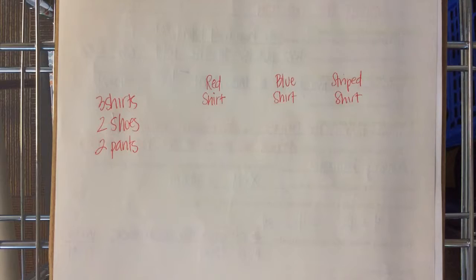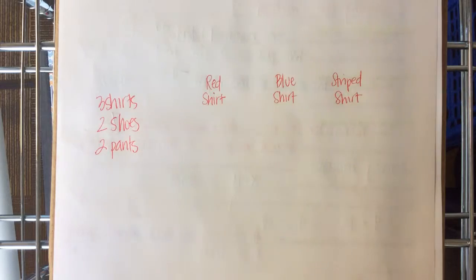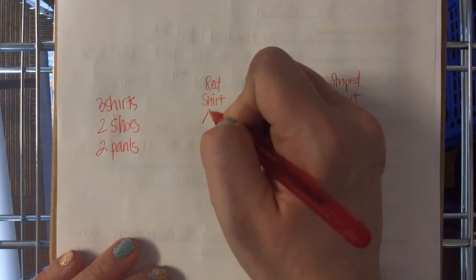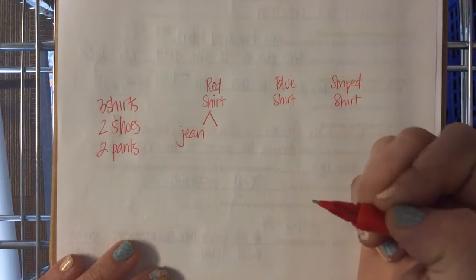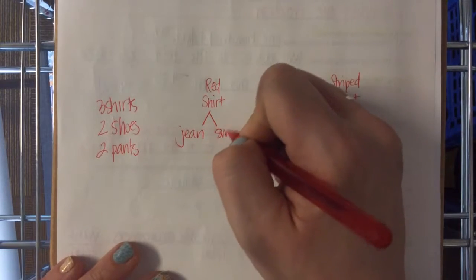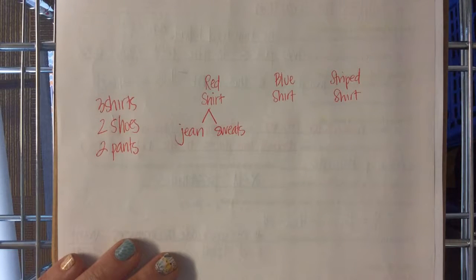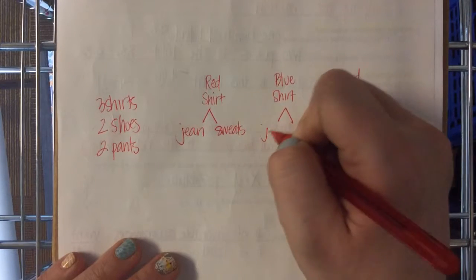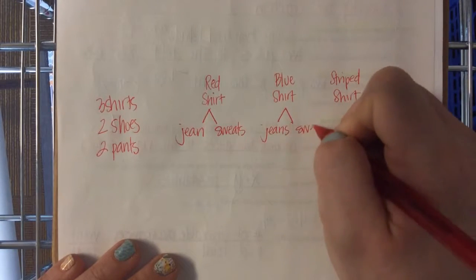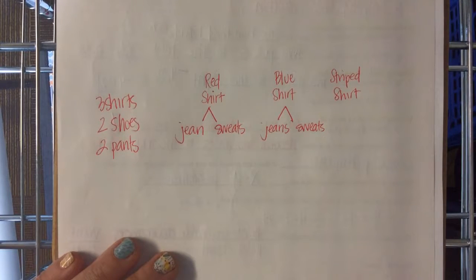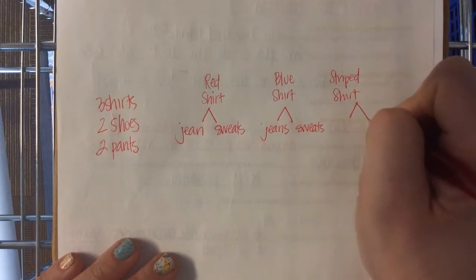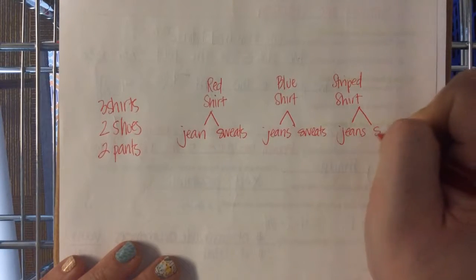Shirt 1, shirt 2, shirt 3. Now what's my next step on a tree diagram? Pants. So with my red shirt, I could wear my jeans, or I could wear my sweats. Am I done? No. Got your shoes. Oh, I move on to shoes already? Actually, no, you have to do it to the other. Oh, my blue shirt, I could wear my jeans or my sweats. And then my striped shirt, I could wear my jeans or my sweats.